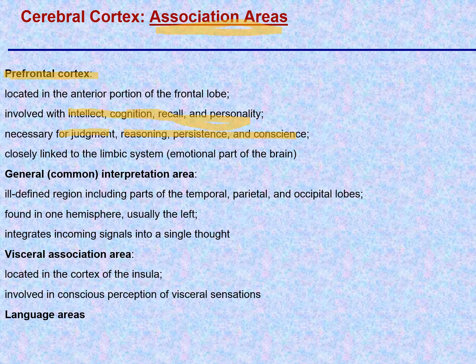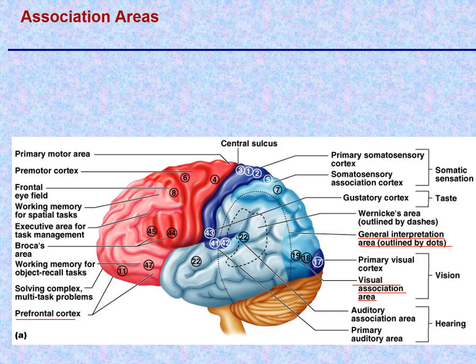And is closely linked to the limbic system, which is a part of the brain that's involved in emotion. So these are association areas. They bring in information from many different other areas and process it. We have some others that I'm not going to mention. It's not the only association area, but the prefrontal cortex is an important part. And I've highlighted it here.